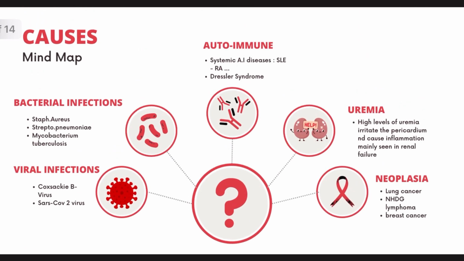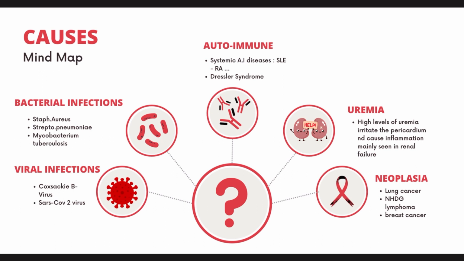Okay. Uremia can also cause pericarditis. Well, you might know that high levels of uremia can irritate multiple tissues in the body, and the pericardium is no exception. The major cause of uremia is chronic renal disease.